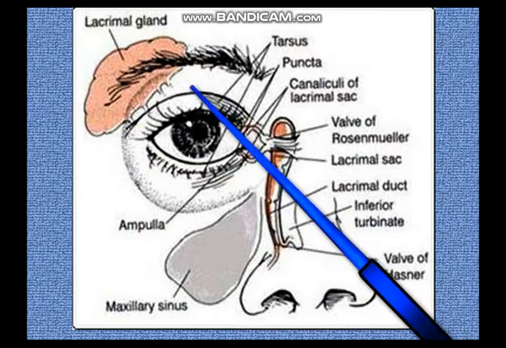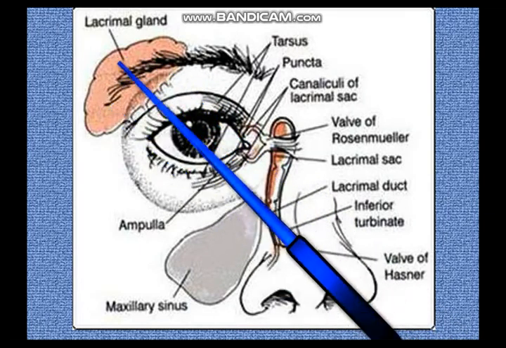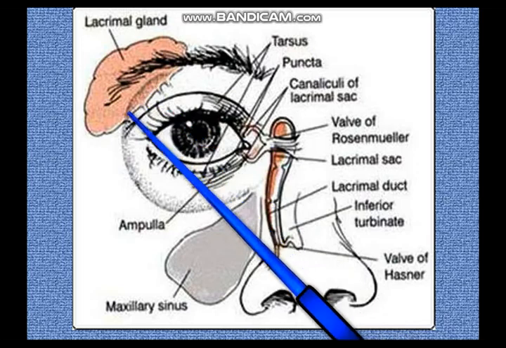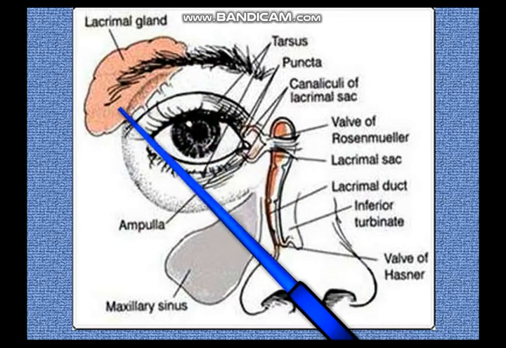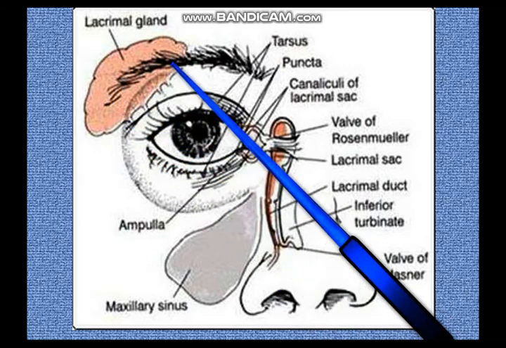Now if you look at the whole extent over here, you can see the orbital part of the lacrimal gland, the smaller palpebral part of the lacrimal gland, and the ducts opening into the upper conjunctival fornix. The secretions of the lacrimal gland are watery secretions, and they contribute to the tear film. So the tear film actually has secretions from multiple sources.